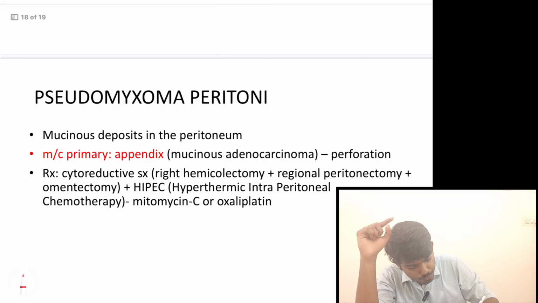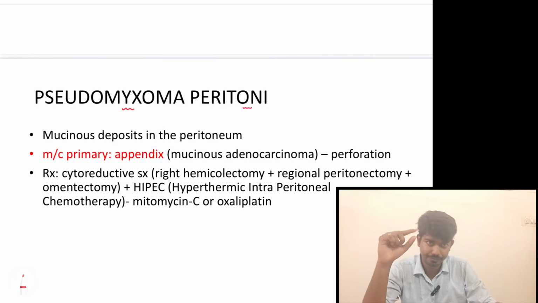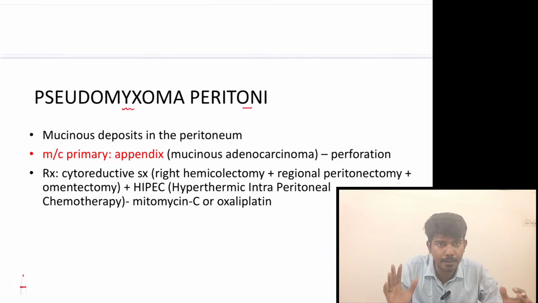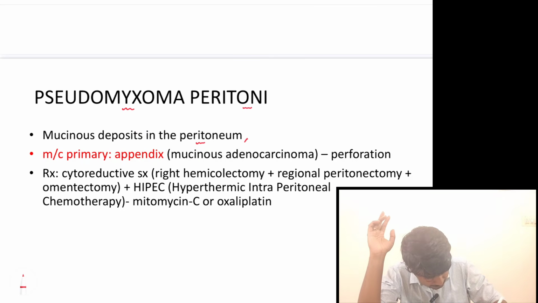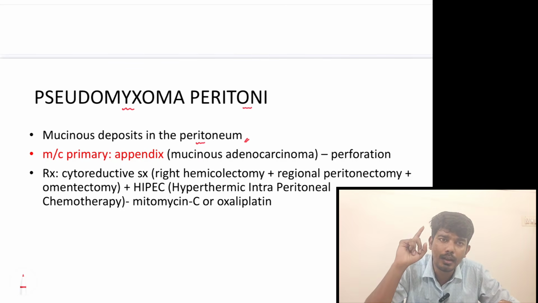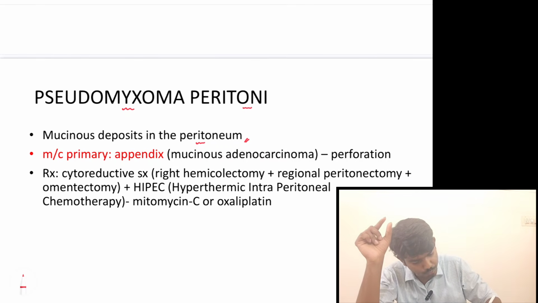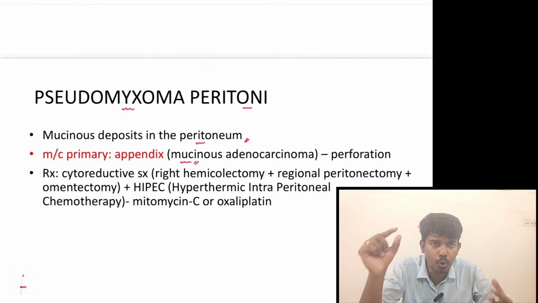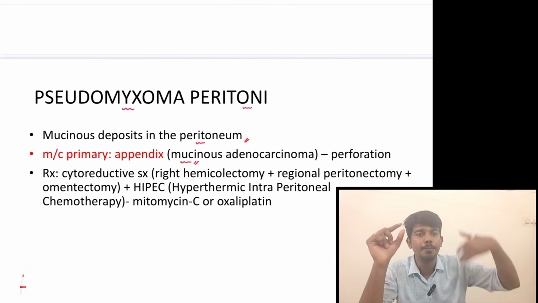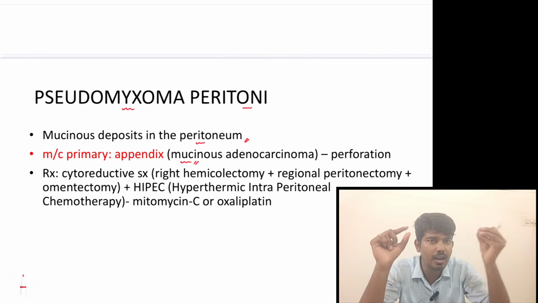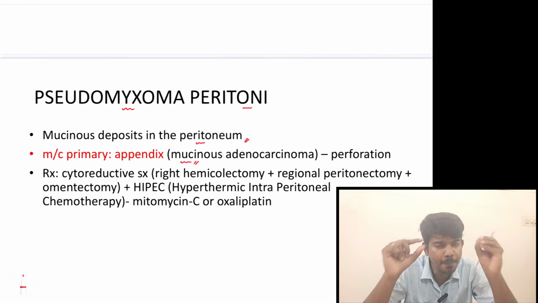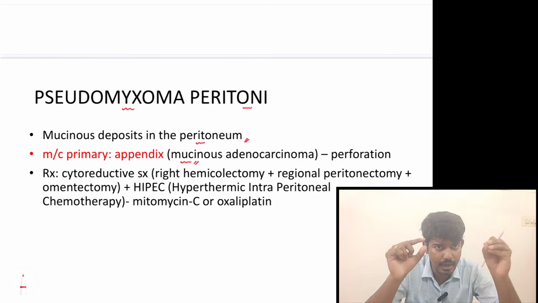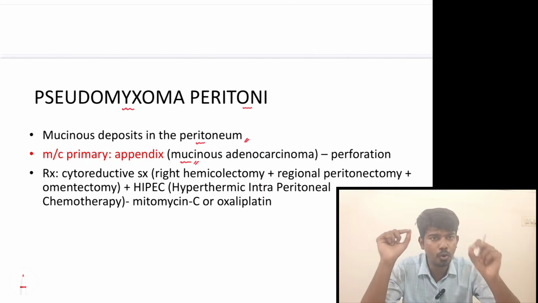Next, last topic is pseudomyxoma peritonei. What is this? It is mucinous deposits in the peritoneum. We have seen the most common type of malignant tumor of the appendix is mucinous adenocarcinoma. If this mucinous adenocarcinoma undergoes perforation, that can lead to pseudomyxoma peritonei, depositing mucinous tissue in the peritoneum. So mucinous adenocarcinoma of the appendix is the most common primary leading to pseudomyxoma peritonei.